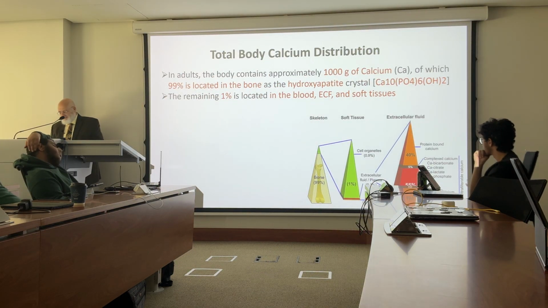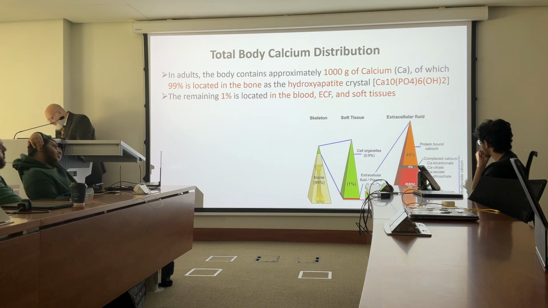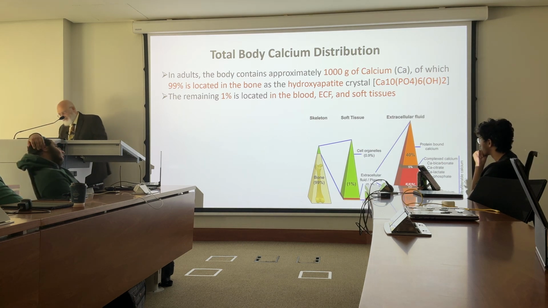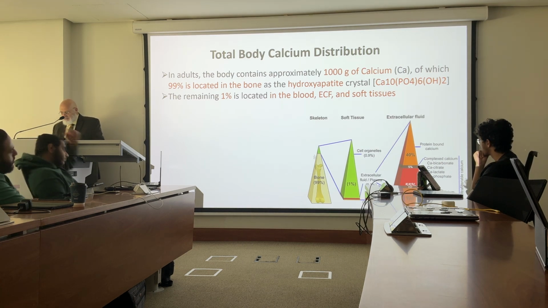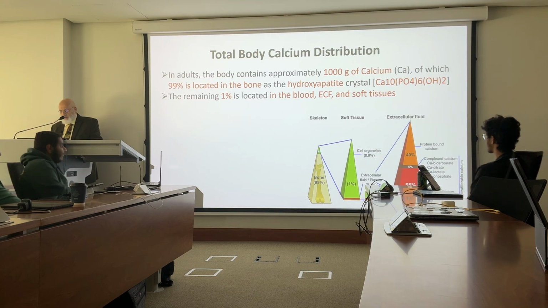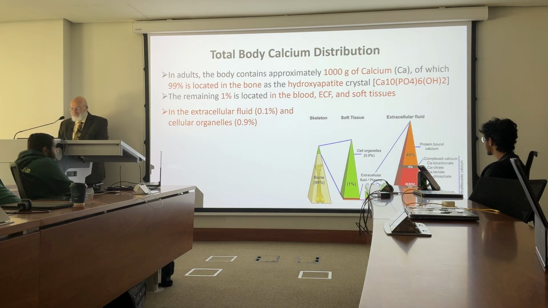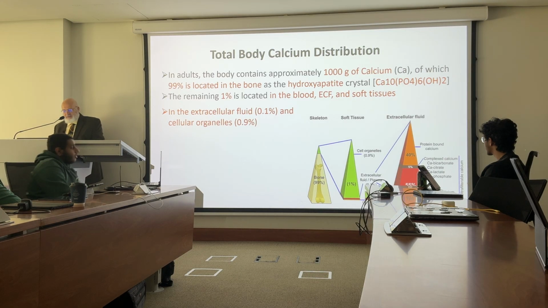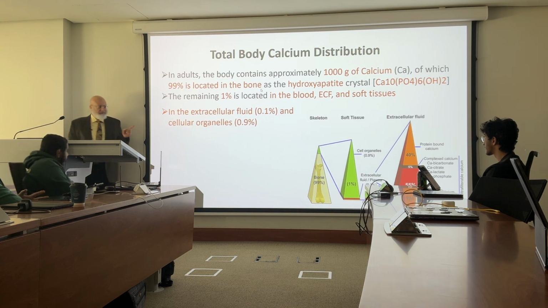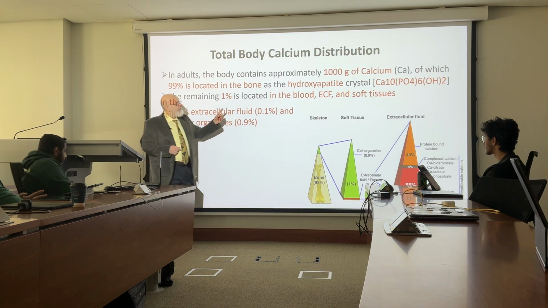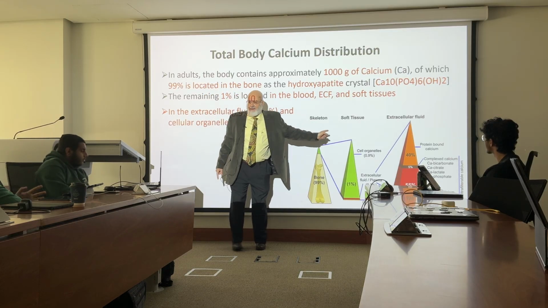This illustration shows it. Of the calcium, 99% is in the bone and 1% is outside the bone. Here it is in the soft tissue. One tenth of the 1% is in the extracellular fluid, and 90% of the 1% is in the cellular organelles. So it means 1 gram exists in the blood and the extracellular fluid.